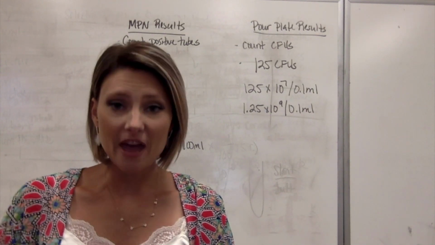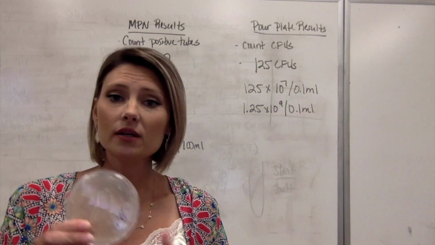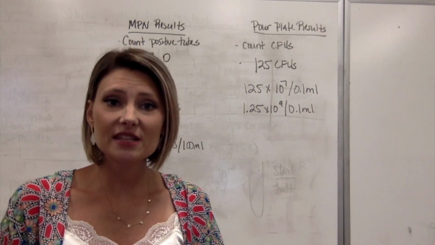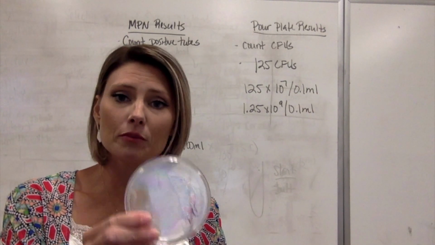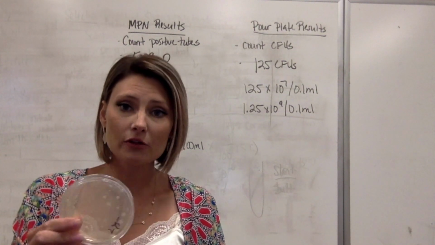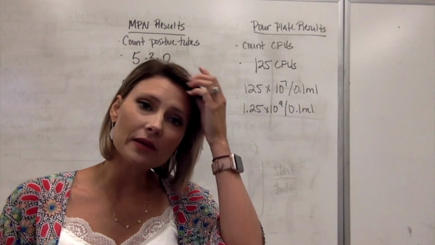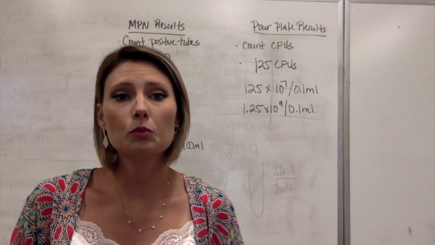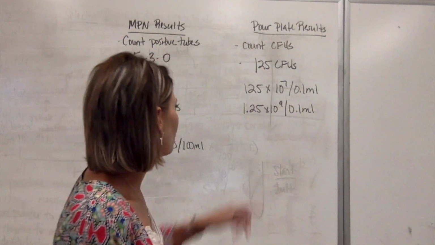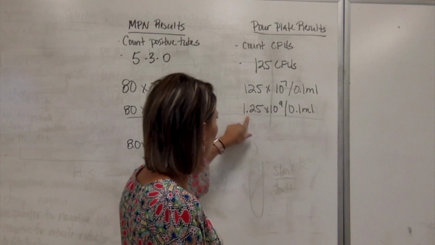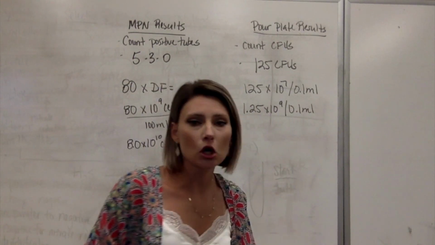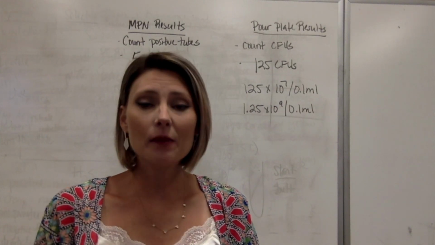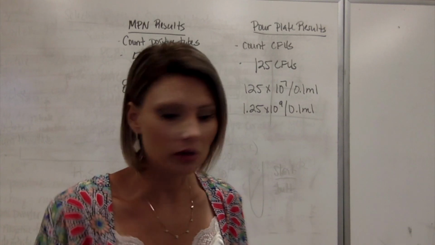So your dilution factor for these is, of course, whichever plate you counted. I counted my 10 to the negative 7 plate, so that's my dilution factor. So 125 times 10 to the 7th, and then your unit is however much you pipetted into the plate. I pipetted 0.1 mL into the plate, so that's going to be my unit. So 125 times 10 to the 7th CFUs per 0.1 mL, and then I'm going to move my decimal over 2 times, so 1.25 times 10 to the 9th per 0.1 mL, and that gives me an estimate of how many cells were in the original sample for pour plates.